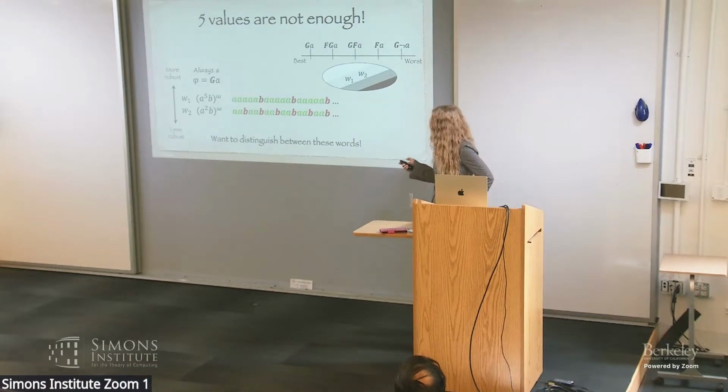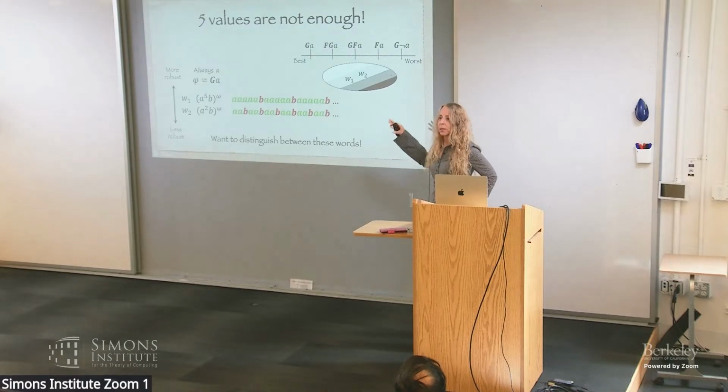Okay, yeah, so I could work with the same preference relation that I would get for the property infinitely many A's, in which both of them satisfy infinitely many A's, but there I think you would agree with me that the first one is more robust. So maybe I should have chosen the formula infinitely many A's.